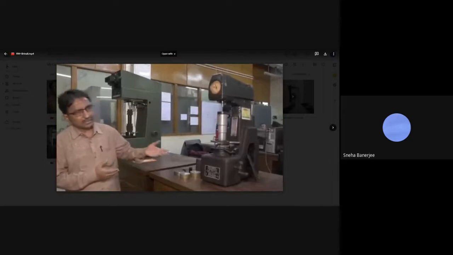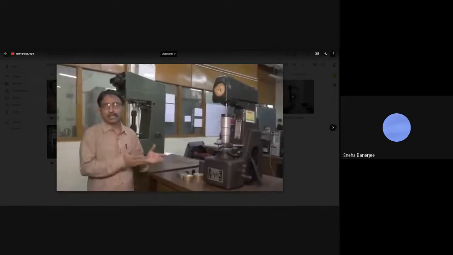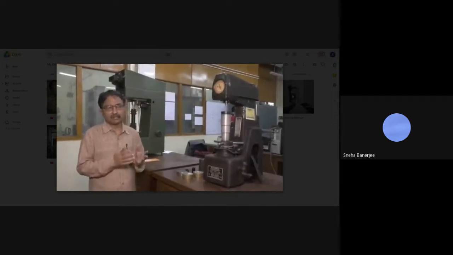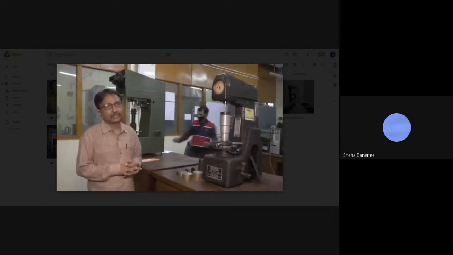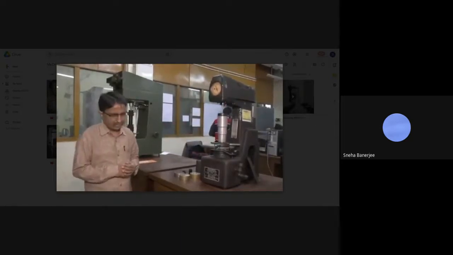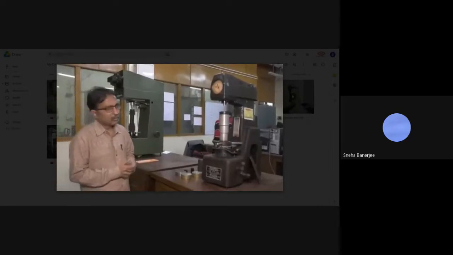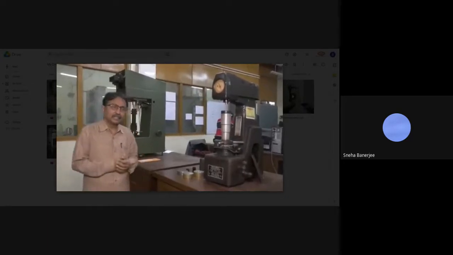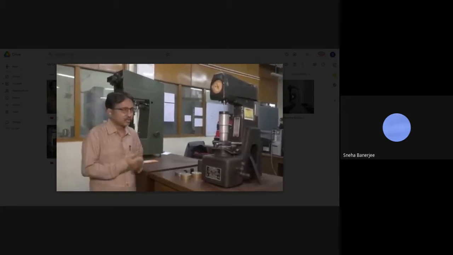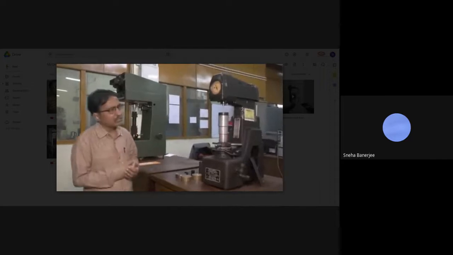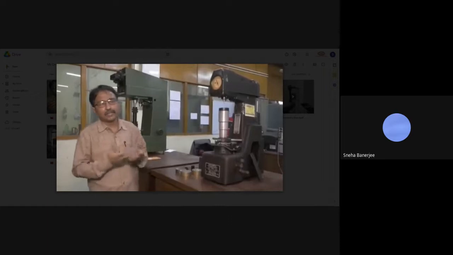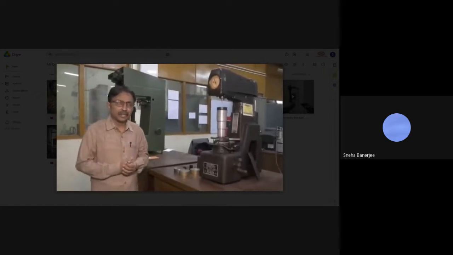But before I start this particular experiment, which is the Rockwell hardness test, I must also try to recapitulate a little bit of what we are supposed to discuss in the class. We are going to do some tests related to hardness, so we must recapitulate what is meant by hardness. It's basically the resistance to localized plastic deformation. We can call it resistance to scratching, resistance to cutting, resistance to abrasion. So in a number of different ways, we can describe the property of hardness.